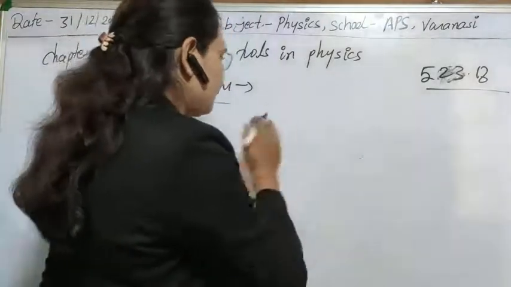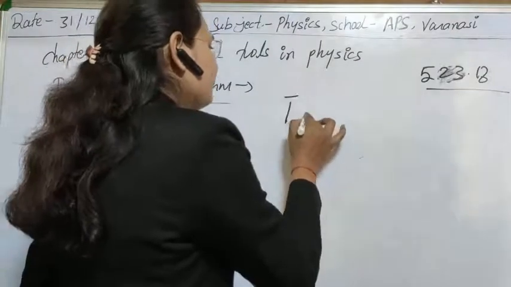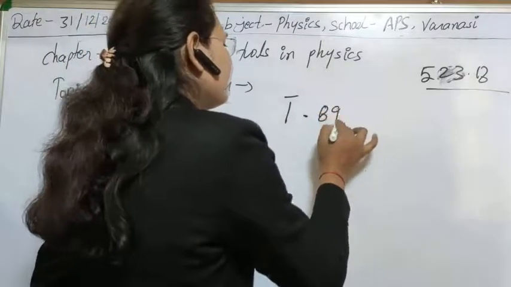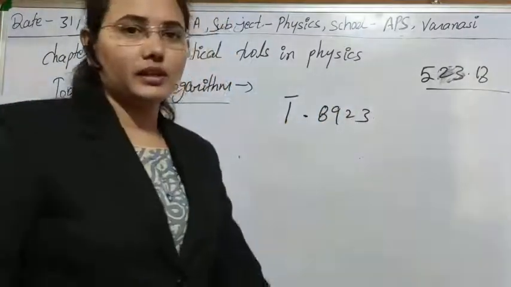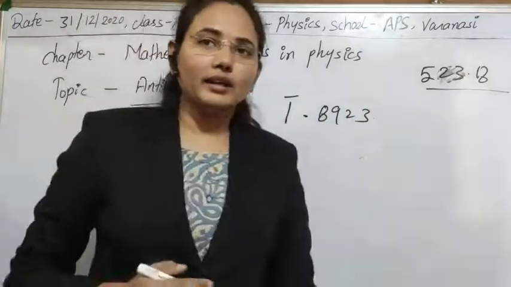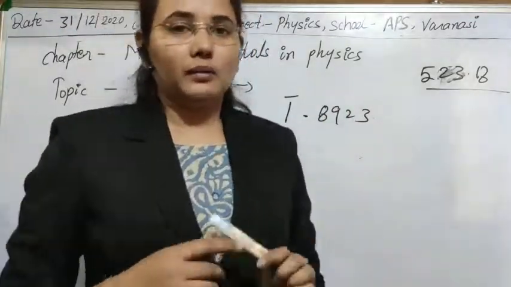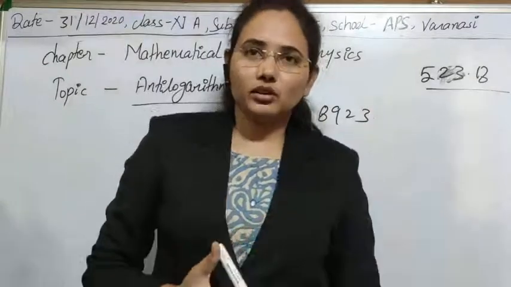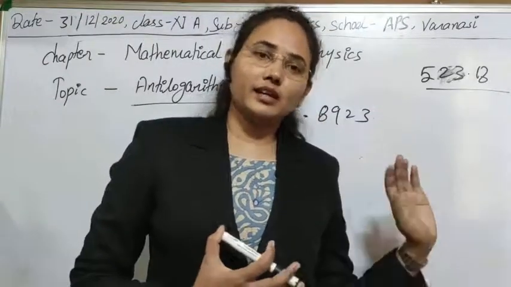Suppose at random I am taking some example. So here one bar, that is 8923. Suppose we have this quantity. I'm not going to take the log and anti-log table; you can take it by yourself. So let's take it, and after that I will tell you the process.